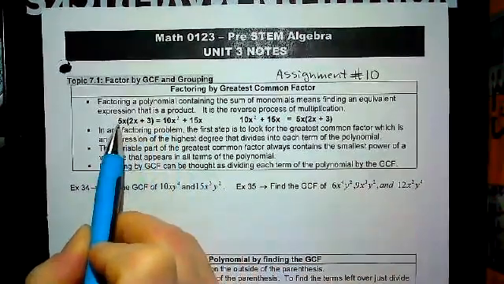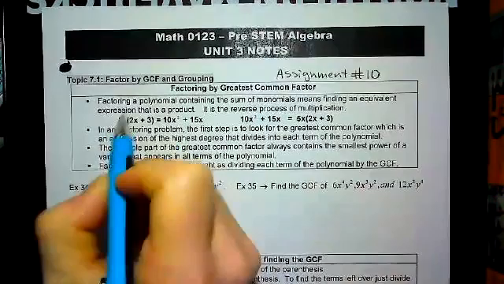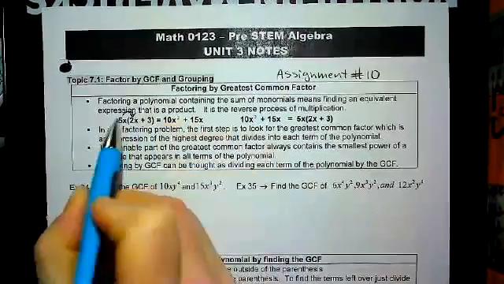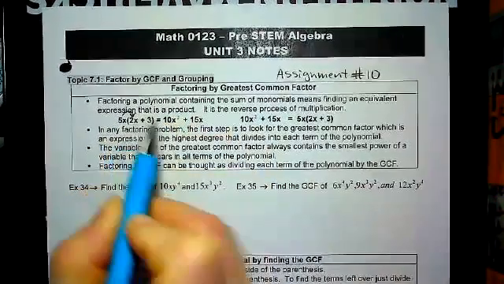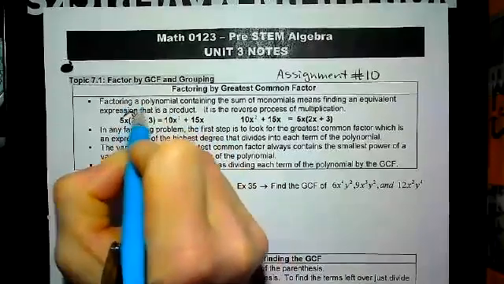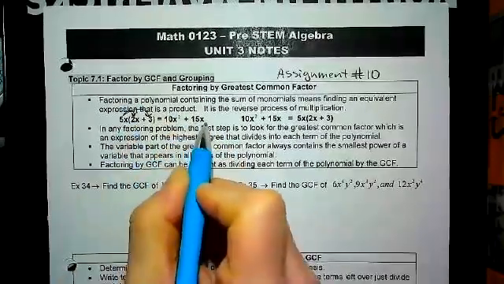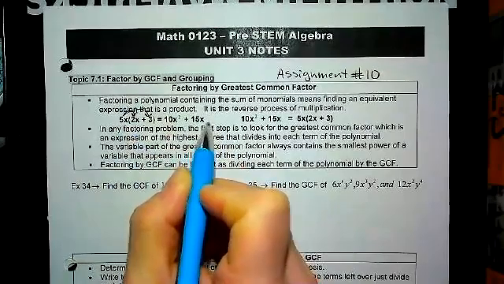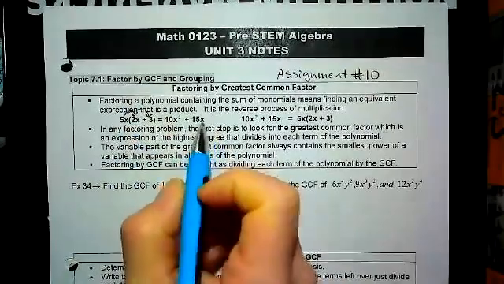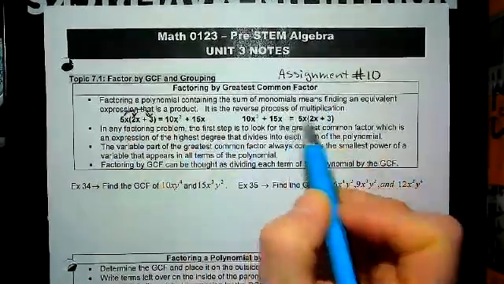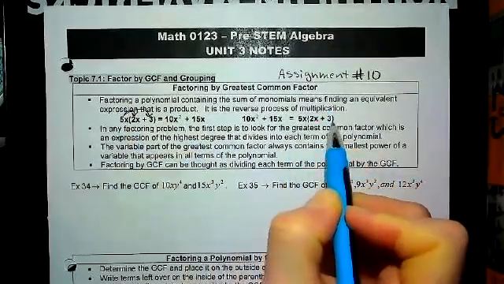So before, you were given something that looked like this and you distributed, which means you were multiplying. 5x times 2x gave you 10x squared, and 5x times 3 gives you 15x. Well, we're going to do the reverse operation. We're going to factor, meaning we're putting parentheses back into the problem.